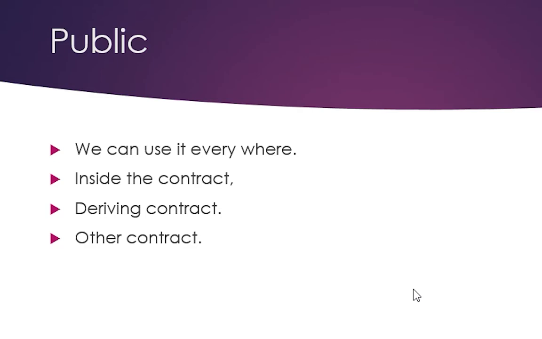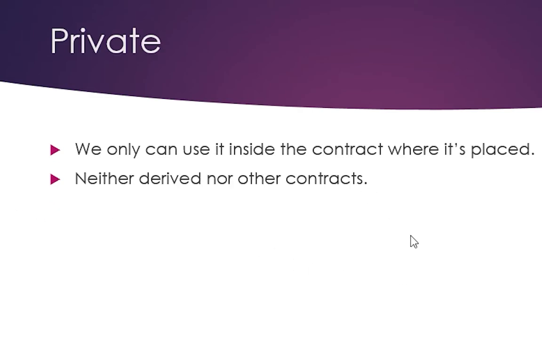And the second visibility we have in the Solidity programming language is private, the private visibility. Let's see the first step. We can only use it inside the contract where it's placed. What it means is, neither derived nor other contracts. Okay, let's see what it means.